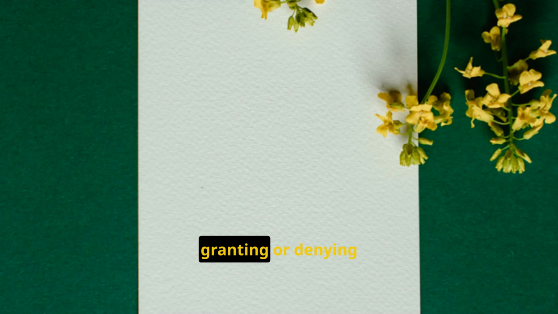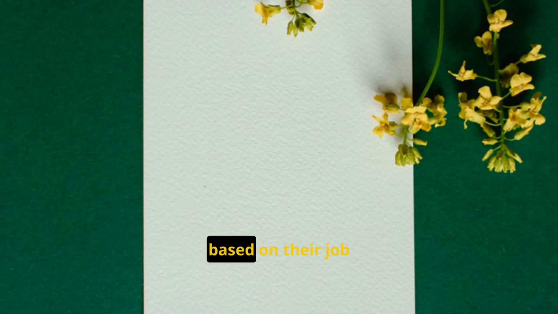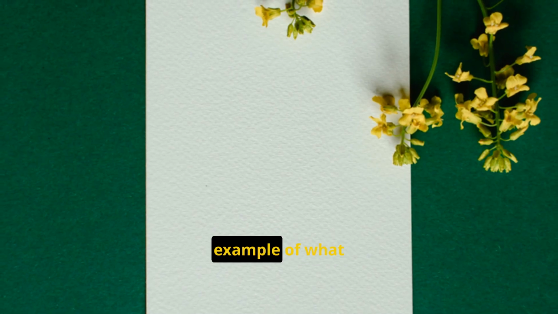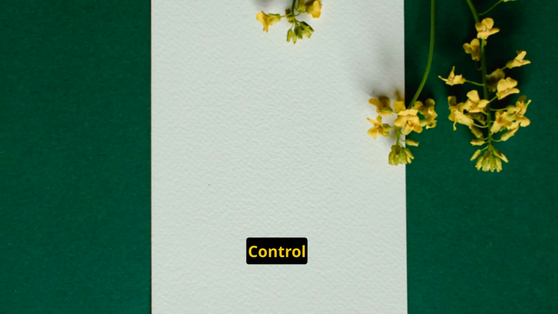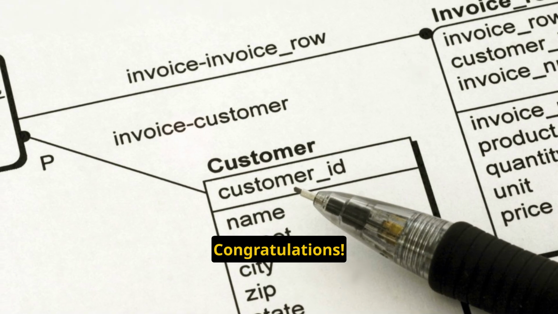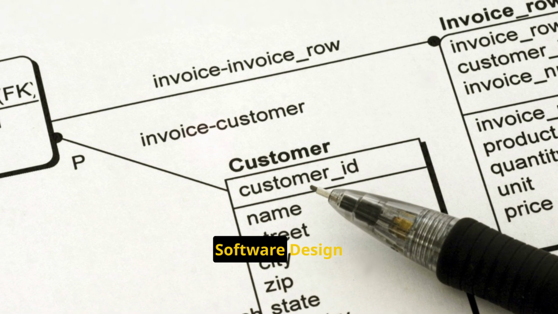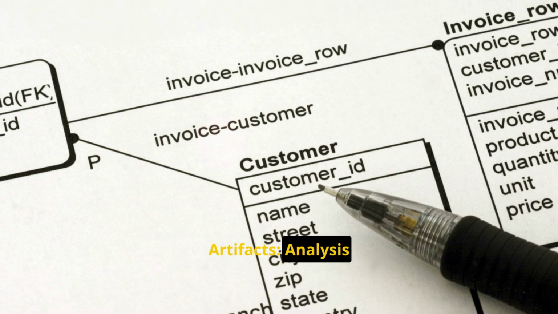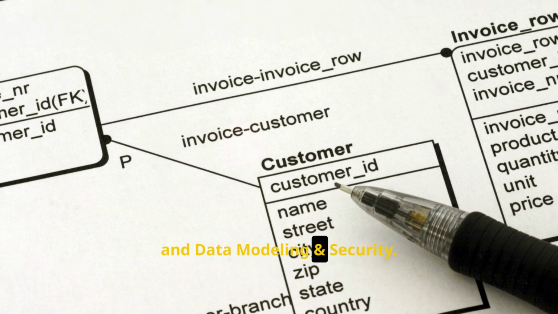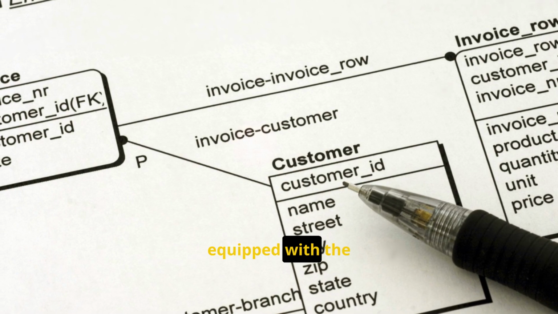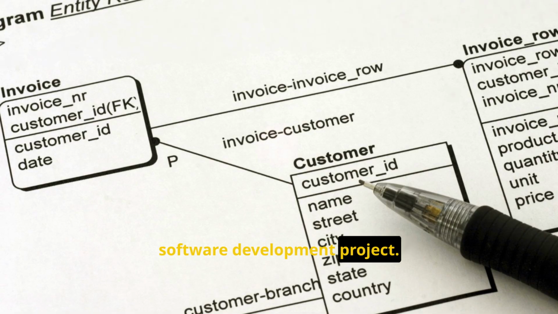The policy of granting or denying users permissions to read, write, or delete data based on their job function is an example of what security measure? Answer: access control. Congratulations! You have covered the key vocabulary across all 3 essential modules of software design artifacts: analysis and OOD, architecture and modeling, and data modeling and security. You are now equipped with the technical language to contribute effectively to any software development project.